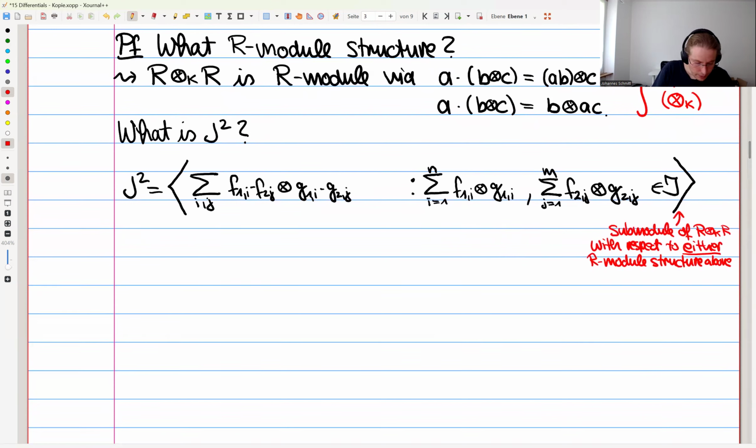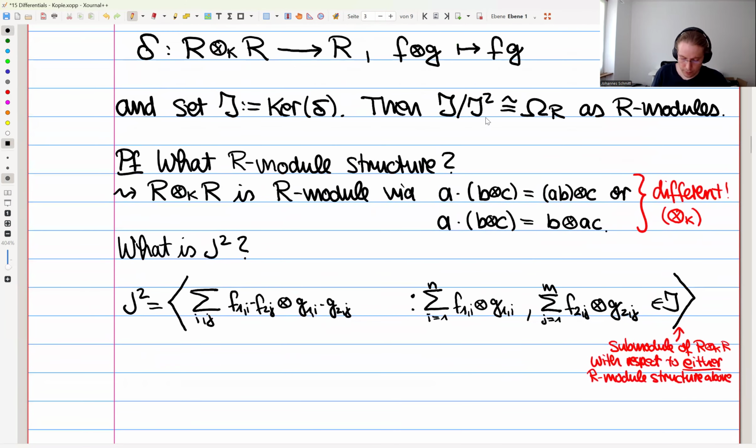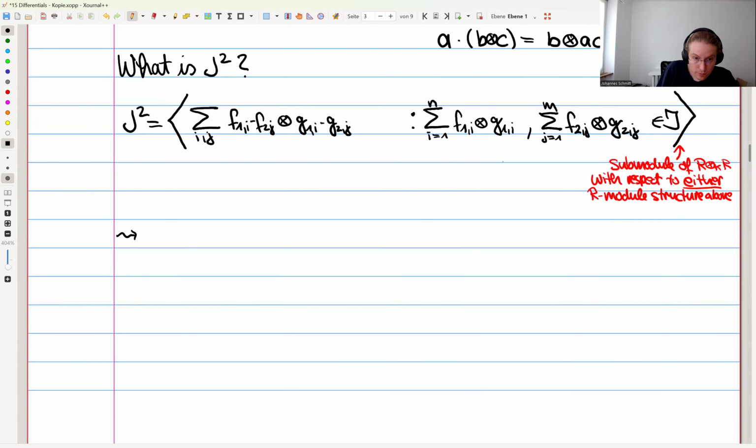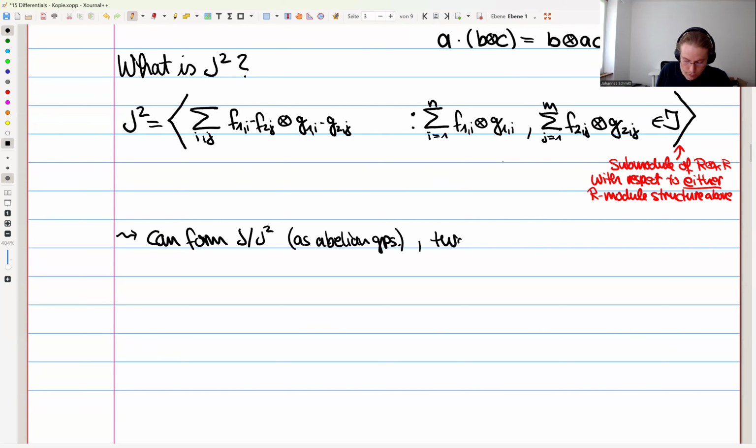And so now we want to approach this problem of what is this J modulo J squared? Well, certainly we can form this J modulo J squared, for example, first as abelian groups. This quotient is well defined, and there are two potentially different R module structures now.